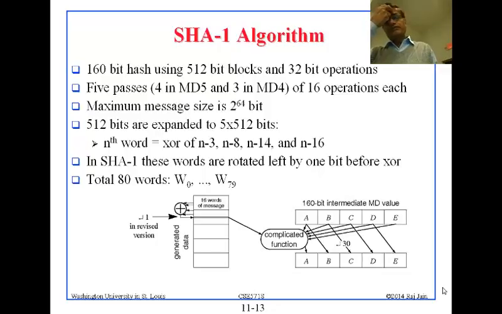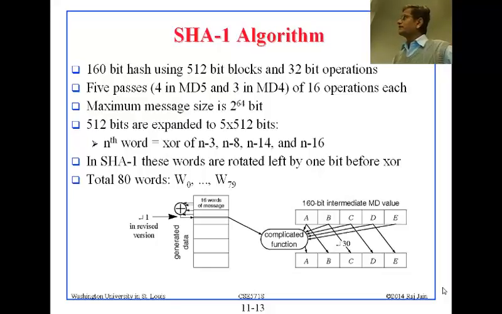how many? 16 words, right? And out of those 16, you have to make 80 words. So the 17th word is calculated like this, 18th, 19th, 20th, all the way up to the 80th word is computed like this. Okay? And before they're exclusive ORed, they're shifted by 1 bit. So there's a little bit more complication in getting it.